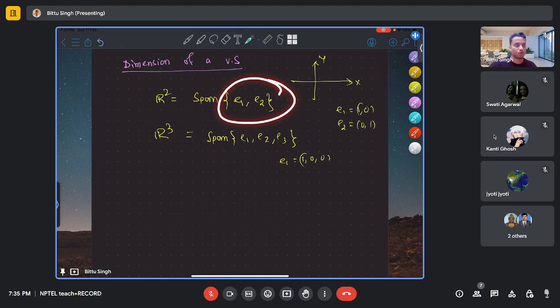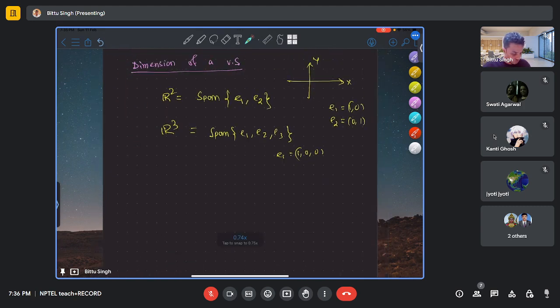For R2, it is also the same. R2 is spanned by those two elements, or by any other elements also. If you rotate the XY axes, this is also a spanning set, and this is also a basis because those elements are linearly independent. Or you can take this line and that line. Those two lines also span the whole R2. So dimension is defined by this: the dimension of a vector space V is the number of elements in a basis.